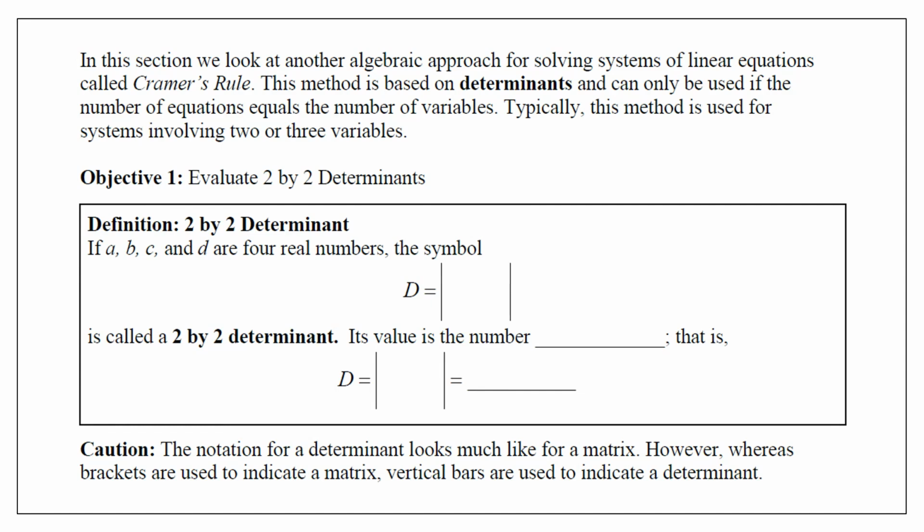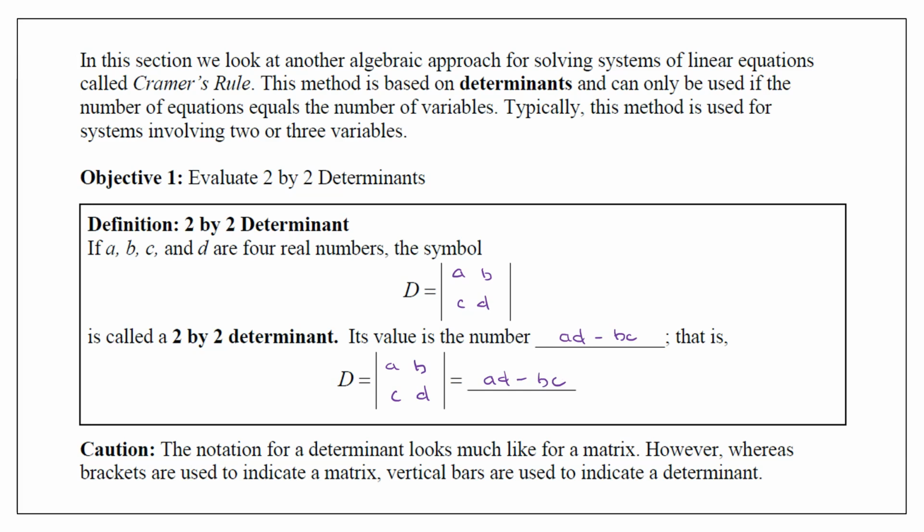So objective 1, evaluate 2 by 2 determinants. If A, B, C, and D are 4 real numbers, the symbol D equals the determinant AB, CD, and is called a 2 by 2 determinant. Its value is the number AD minus BC. That is, D equals the determinant AB, CD, which equals A times D minus B times C.